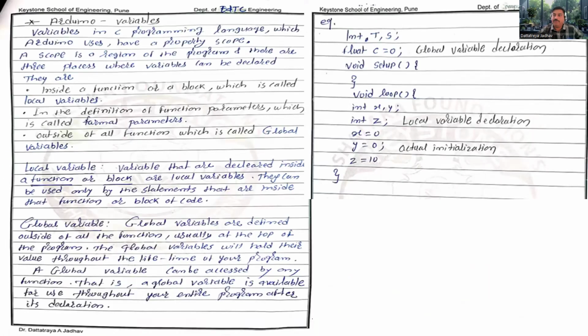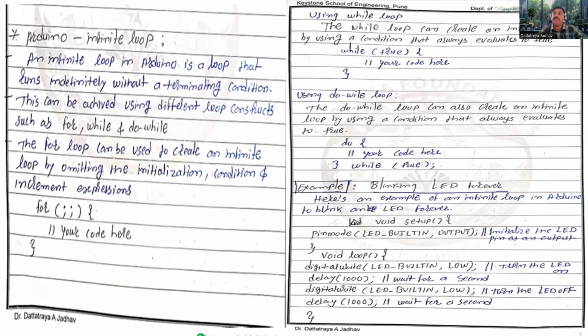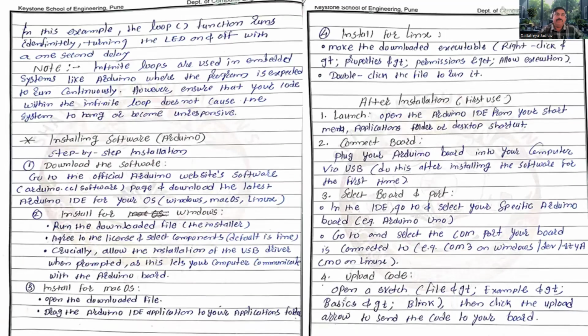Then we go with Arduino variables. We observe two types of variables, local and global. Global variables are declared outside the function and are available throughout the program. But local variables are declared within a function or within a block, which can be executed within the loop. We observe that with an example. Then we go with the infinite loop, which we define using three options: either a for loop, a while loop, or a do-while loop.